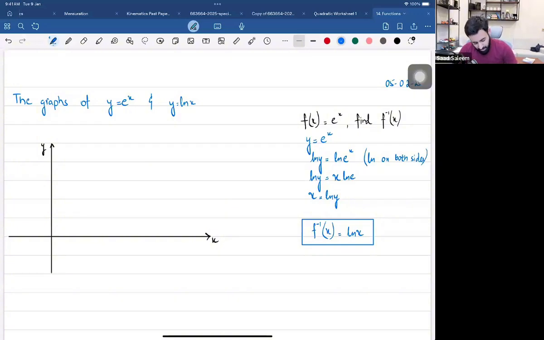So let's first draw the graph of y equals e power x. When you plug in 0 in place of x, you're going to get e power 0, which is equal to 1. So that means the graph is going to look something like this. So this is what the graph of y equals e power x will look like. So I'll color code it. This is basically the graph of y equals e power x.